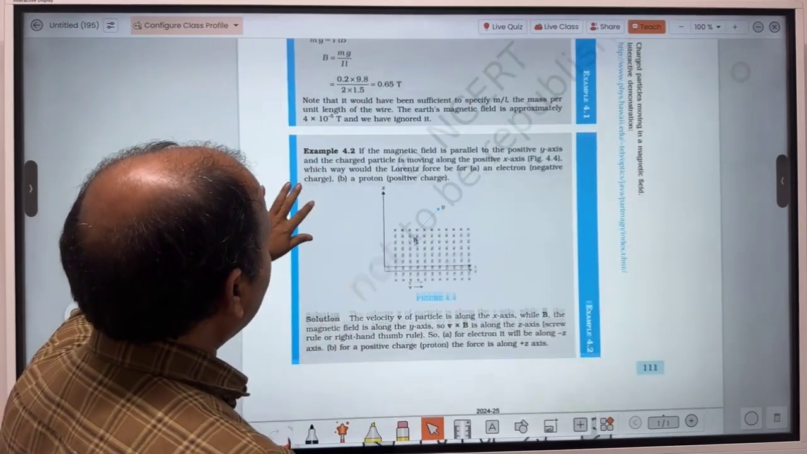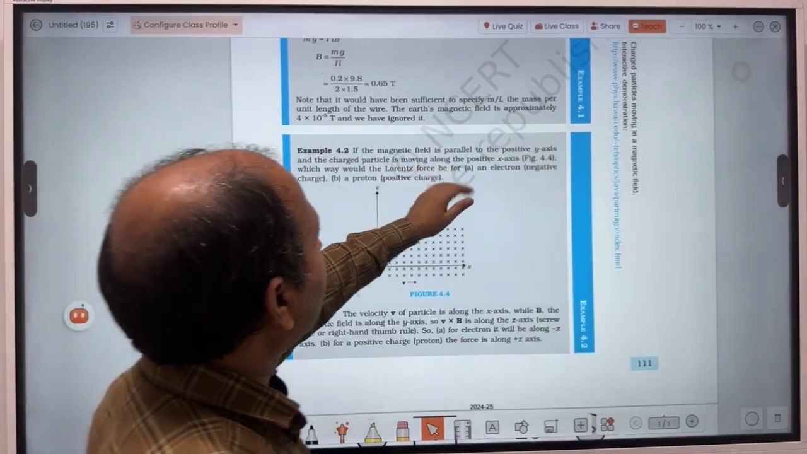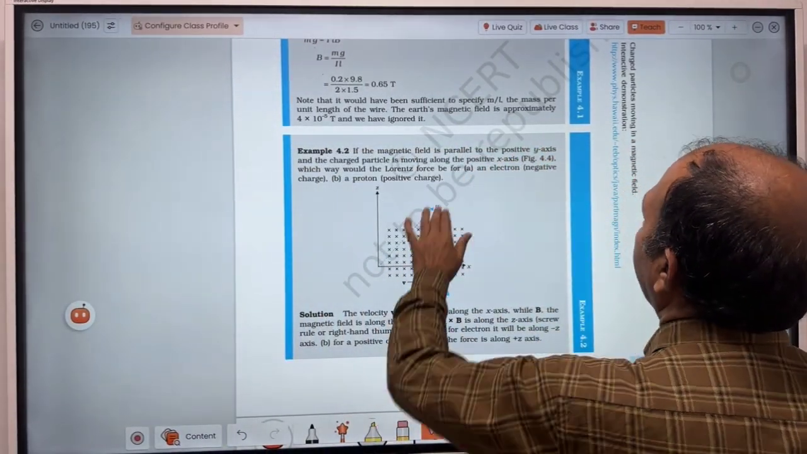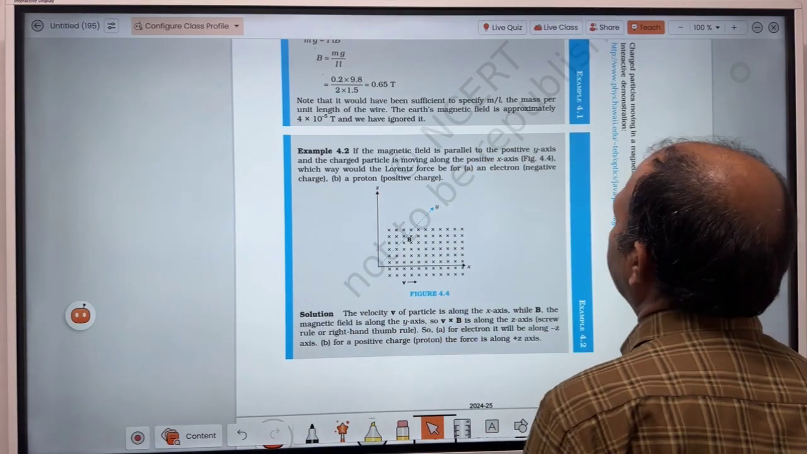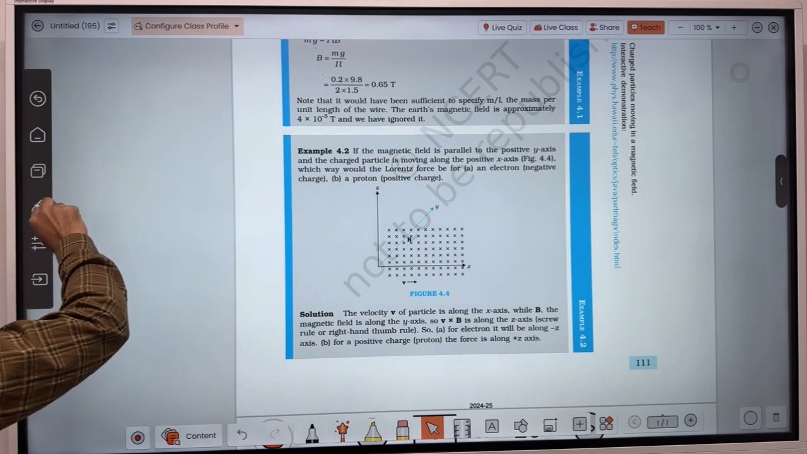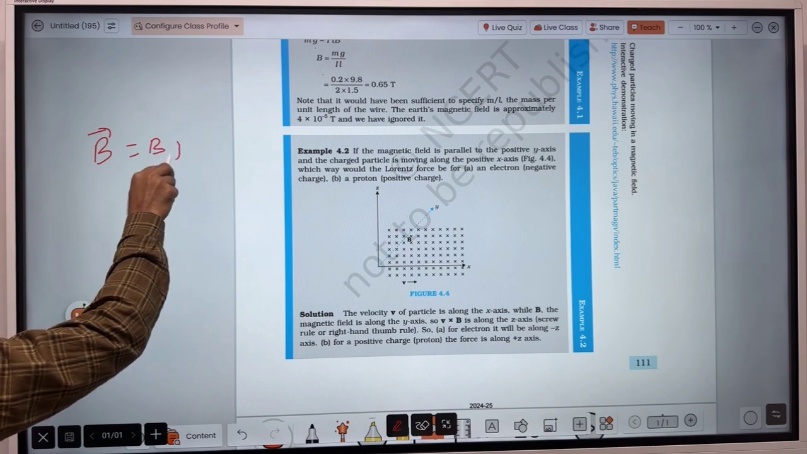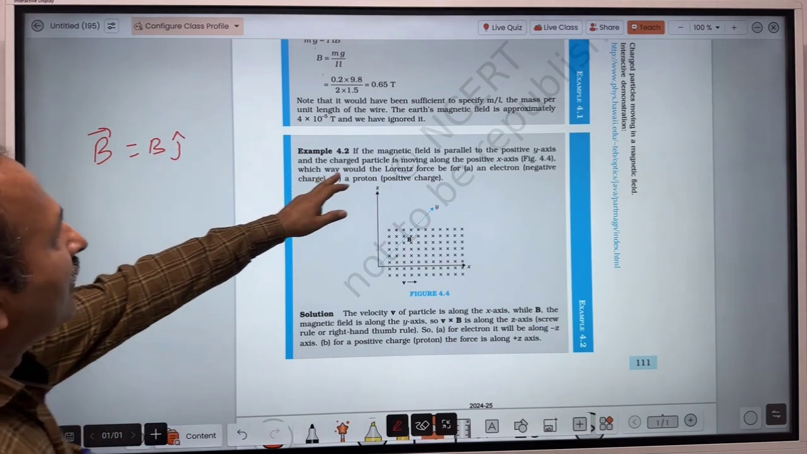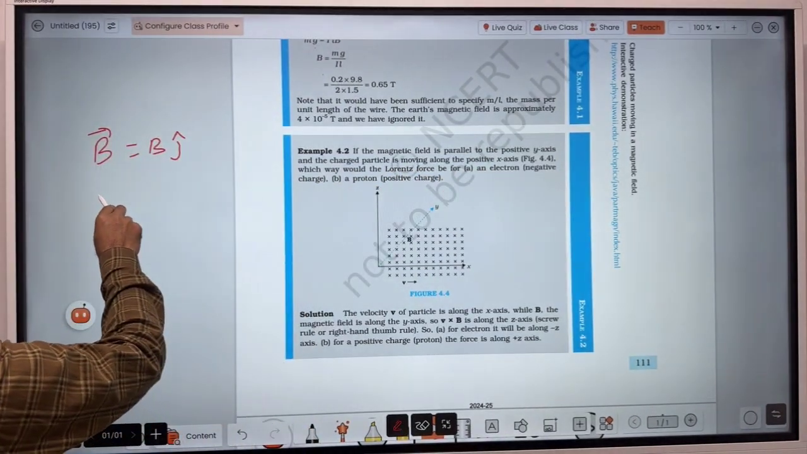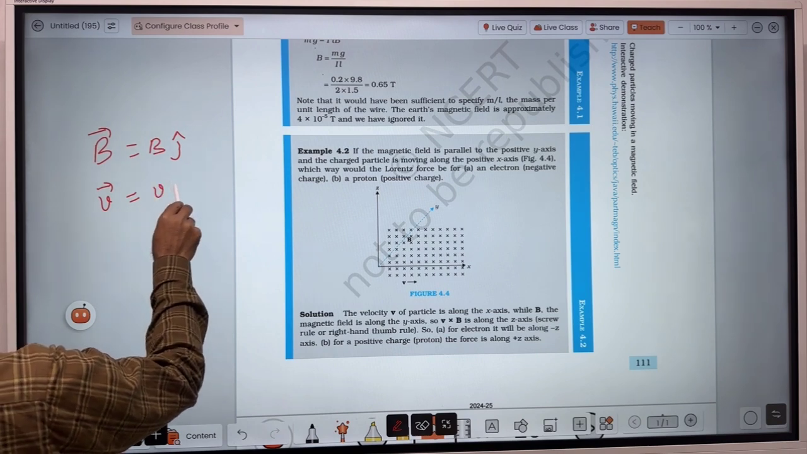Here, there is another question. The question says, if the magnetic field is parallel to the positive y-axis, so you can say B, if you write it in terms of vector, so you can write B vector is B times j cap, and the charged particle is moving along the positive x-axis, and the velocity vector is, you can say, V times i cap.